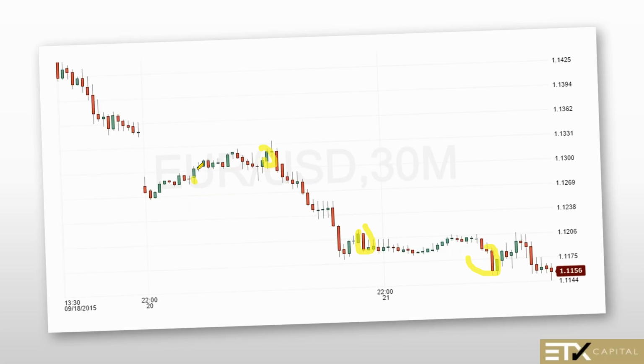Some have wicks, what's called wicks or shadows, above and below. Some have very long wicks. Some have very equal wicks. Now, the fact is, these are simply the same open, high, low, and close you used on the bar chart.